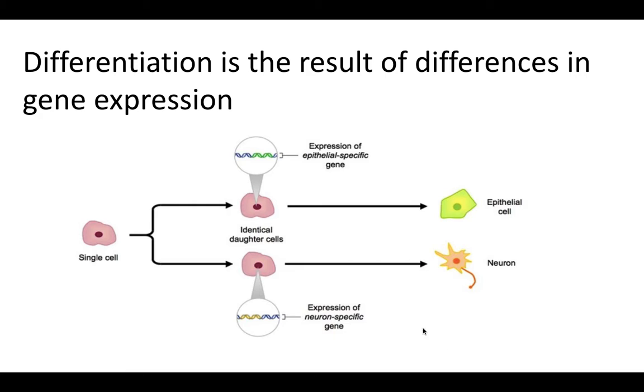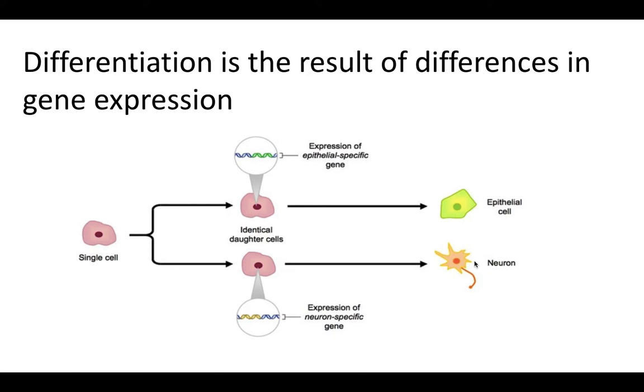So in this image, we have a single cell. Maybe this is an embryonic cell where the embryo is still developing. It divides into daughter cells. And then through the expression of certain genes and not others, these cells become different. So this says expression of an epithelial specific gene turns this into an epithelial cell. Expression of a neuron specific gene turns this into a neuron.